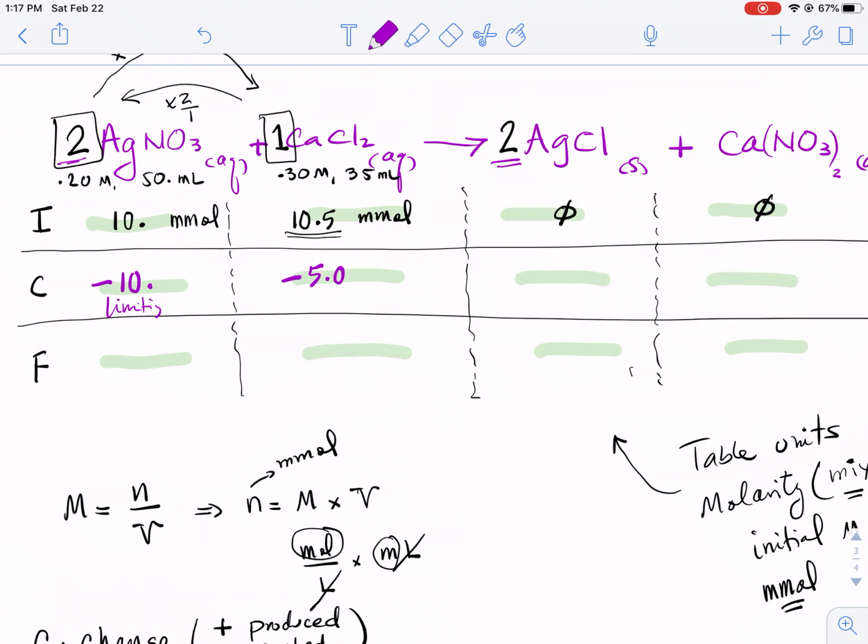Produced from reacting 2 mole of silver nitrate. So essentially your factor is just 1. 2/2 is just 1. So you're going to produce plus 10.0 millimole of silver chloride.